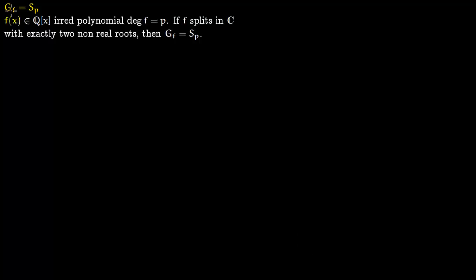We want to answer the question, when is the Galois group of a polynomial equal to the symmetric group, or group of permutations? So where p is our prime, so p is some prime number. Again, recall S_p would just permute the letters or integers 1, 2, 3 all the way to p. So we start with an irreducible polynomial over the rationals. So f is an irreducible polynomial and the degree of f is p.